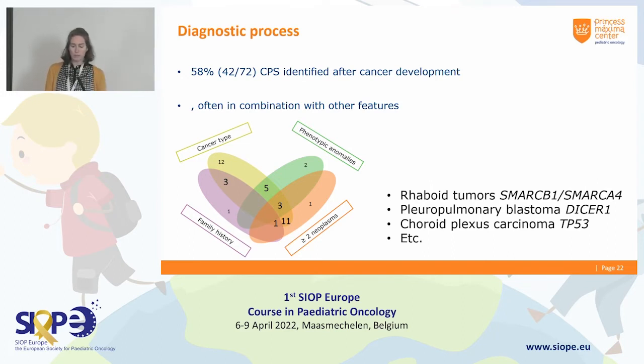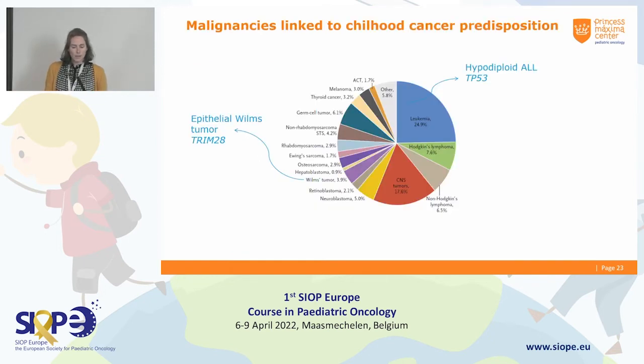And here are some examples. In rhabdoid tumors, we always think of SMARCB1, sometimes SMARCA4, pleuropulmonary blastoma, strong correlation with DICER1. Choroid plexus carcinoma is one of the TP53 tumors. And that is on a tumor basis, but nowadays we can subgroup the tumors. The pathologists are very active in that, making all these subgroups. And for instance, we have learned that epithelial type Wilms tumor, a rare type, is linked to TRIM28 mutations, and hypodiploid ALL, also rare, but if a child has that, you immediately have a high chance of finding a germline TP53 mutation.